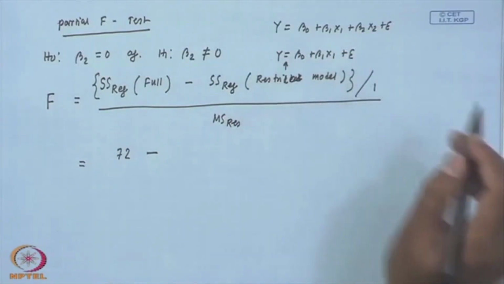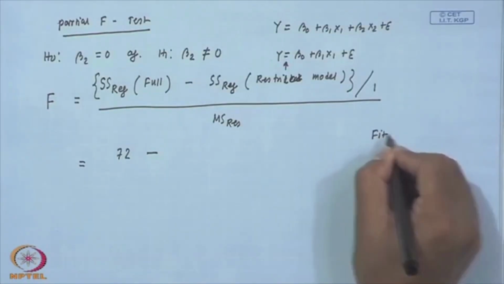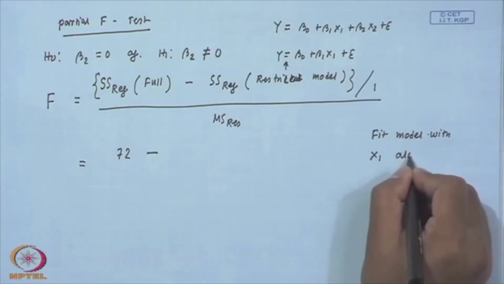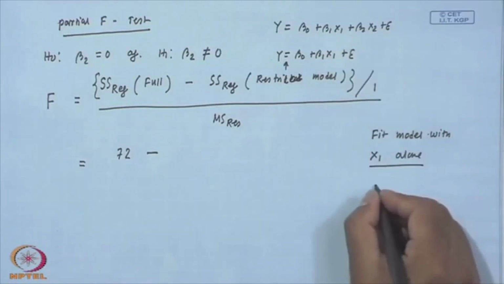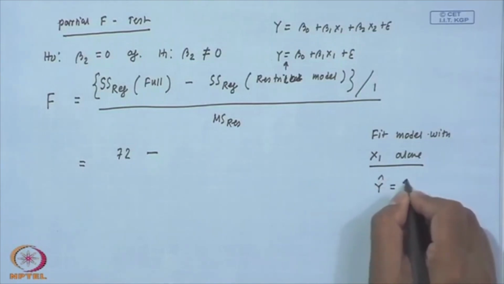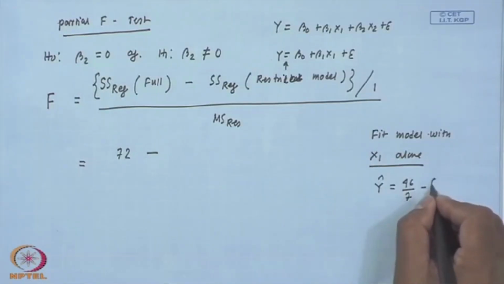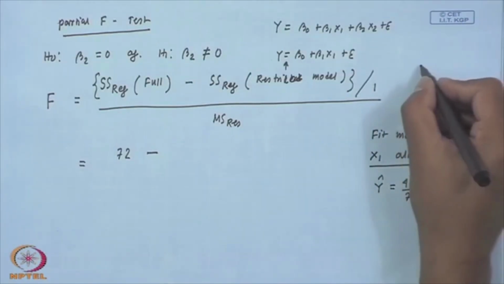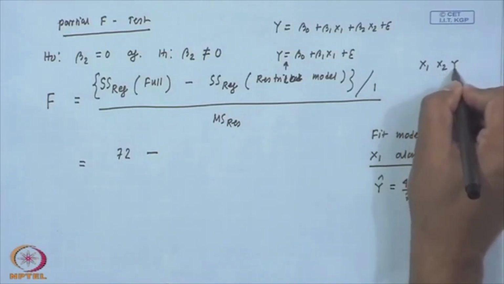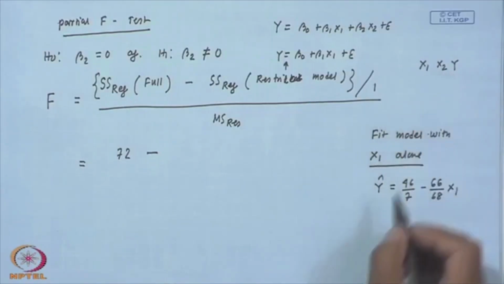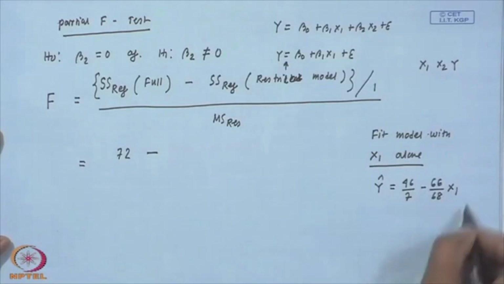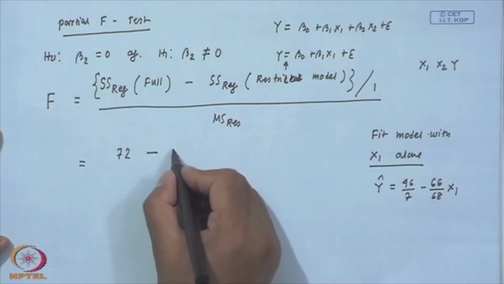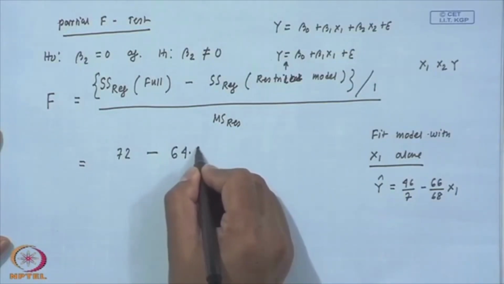Now, to find the SS regression for this restricted model, you have to fit the model with x 1 alone. You can check that the fitted model would be y hat is equal to 46 by 7 minus 66 by 68 into x 1. You are given the data x 1, x 2, y, so you can fit a model between x 1 and y, a simple linear regression. This is the fitted model, and once you have it, you can compute the SS regression due to this model, that is nothing but 64.06. You check this one. Okay.